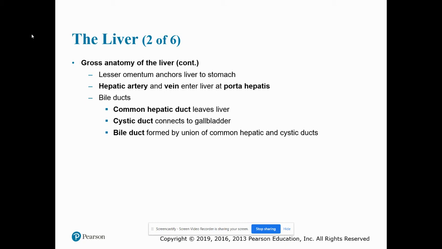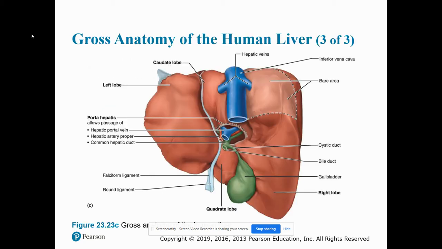The lesser omentum anchors the liver to the stomach, and there's something called a porta hepatis, and this is where the hepatic artery and vein enter the liver. The common hepatic duct leaves the liver. The cystic duct connects to the gallbladder, and the bile duct is formed by the union of the common hepatic and cystic ducts. And so that's what we see here. This is the cystic duct. This is the common hepatic duct, and this is the bile duct.